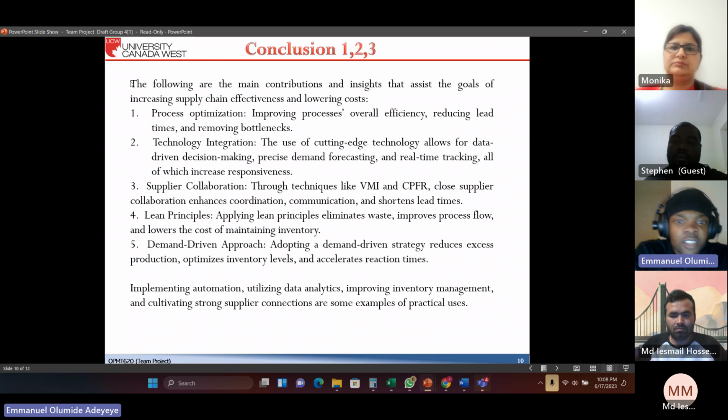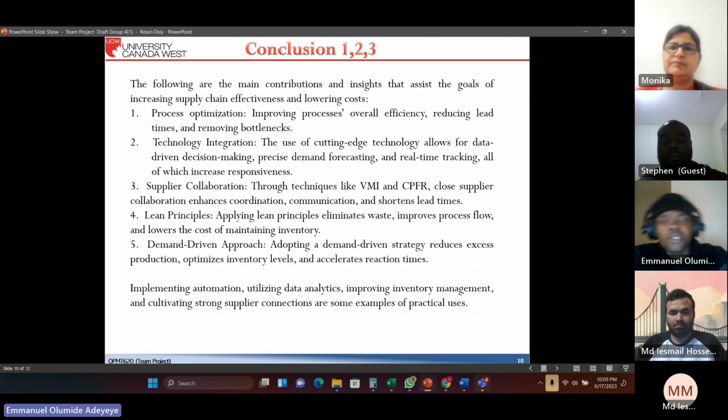Conclusion. The following are the main conclusions and insights that assist the goal of increasing the supply chain effectiveness and also lowering costs, as these are our main goals that we're trying to achieve at the moment. The first one is process optimization. Here we look at improving overall process efficiency and at the same time, reducing the lead time and also eliminating or getting rid of the bottlenecks.